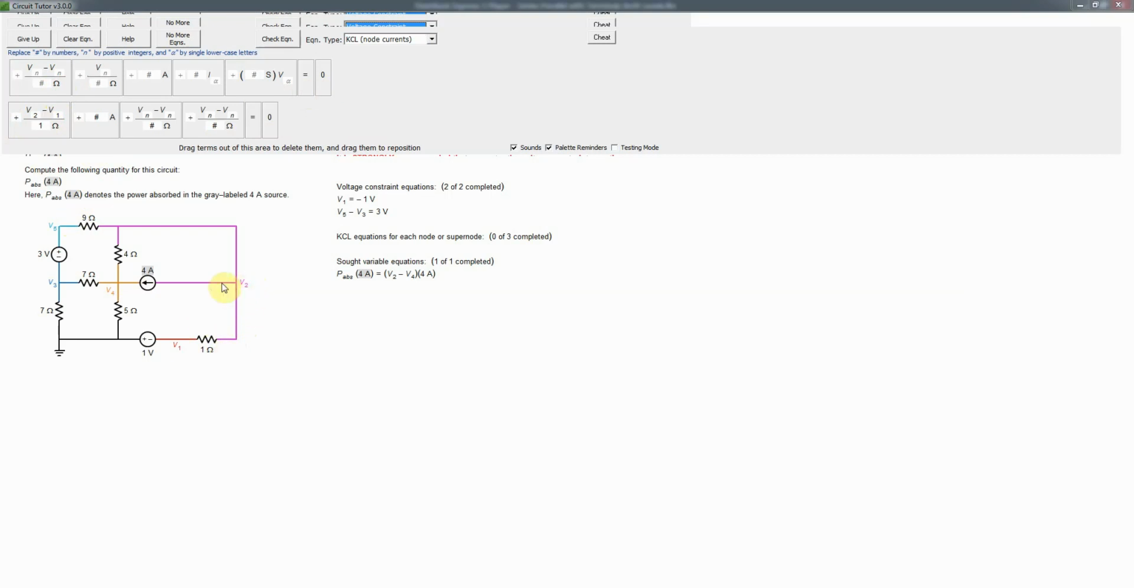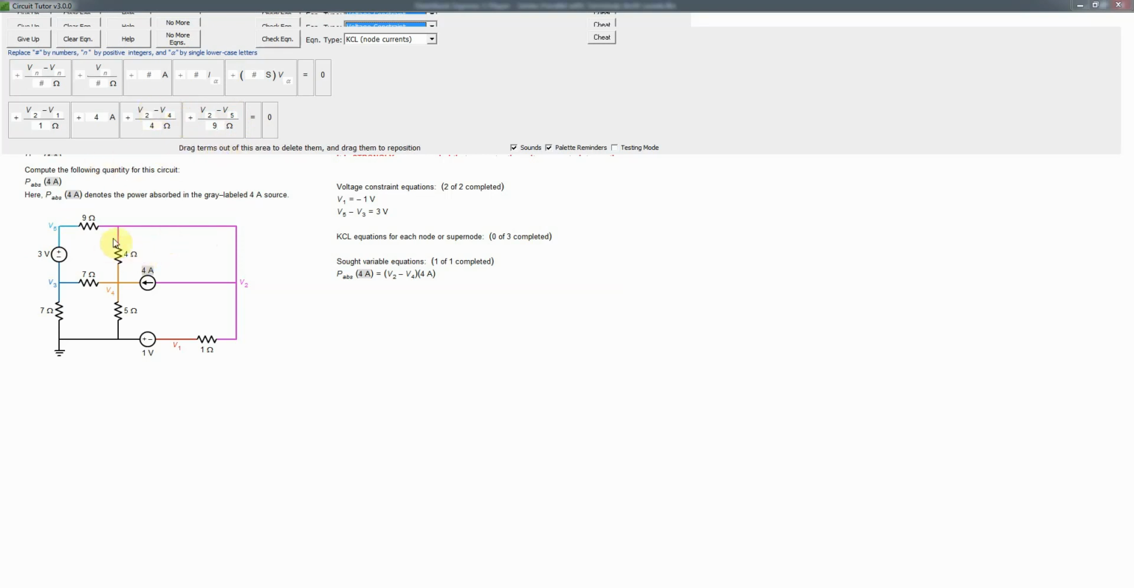The current leaving the V2 node through the 4 amp source, well, that's just 4 amps because that current source is in fact making current leave, or making charge leave really. And then I have V2 minus V4 for the current coming down here through the 4 ohm resistor, again leaving that node, and that would be divided of course by the 4 ohms. And the final one through the 9 ohm would be V2 minus V5, because that's the voltage on the other end of that element, and that's divided by the 9 ohms. So that's the complete equation for node 2.